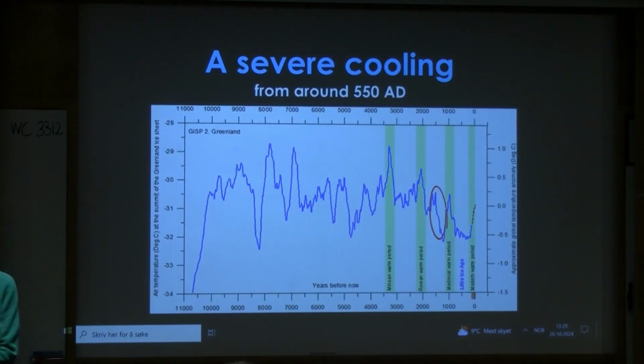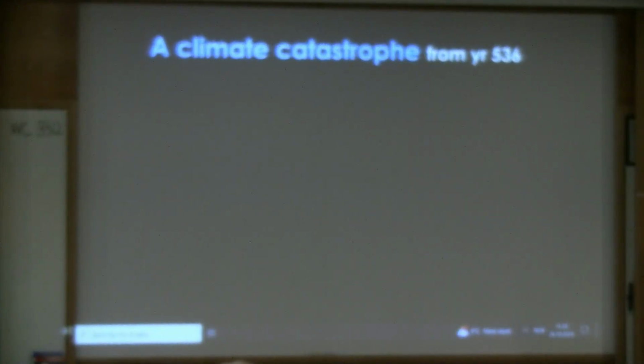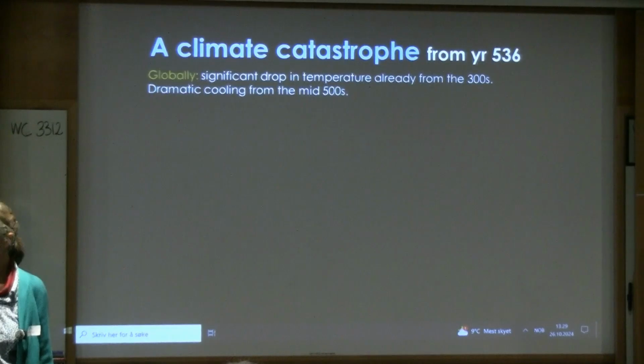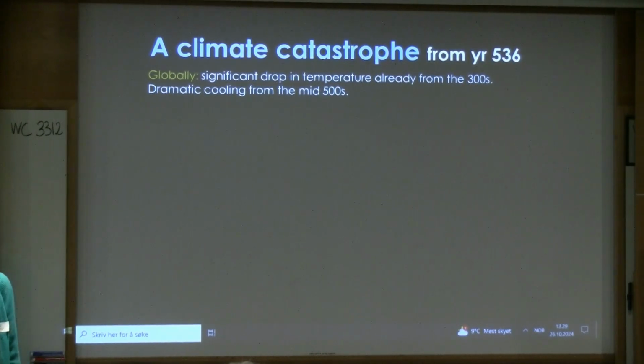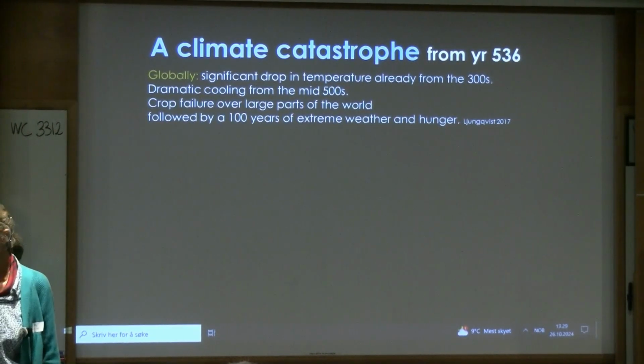But then something really, really dramatic happened around 550 AD. Then there was what we can call a complete climate catastrophe. It started in the year 536. The global temperatures had fallen already from the 300s, but the real dramatic fall happened from the 500s. There was crop failure over large parts of the world.